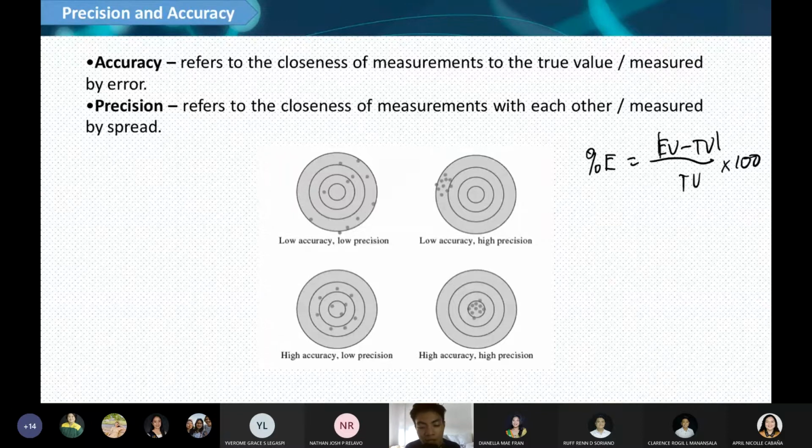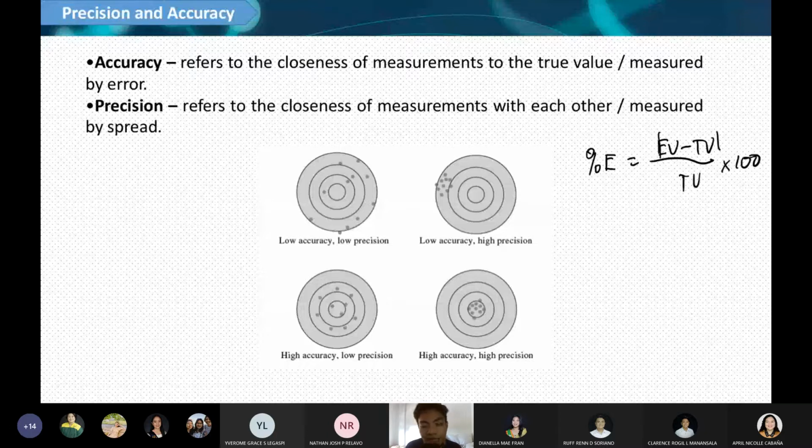Okay? Pag sinabi naman precision, it refers to the closeness of your data to each other. Okay? Not to the true value, but to each other. And that is determined by determining the spreadness of data or the standard deviation of your data points. Okay? So, mamaya discuss natin yun.